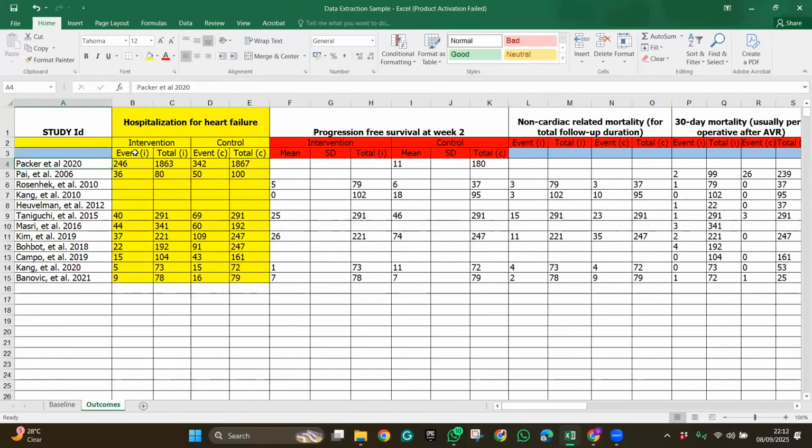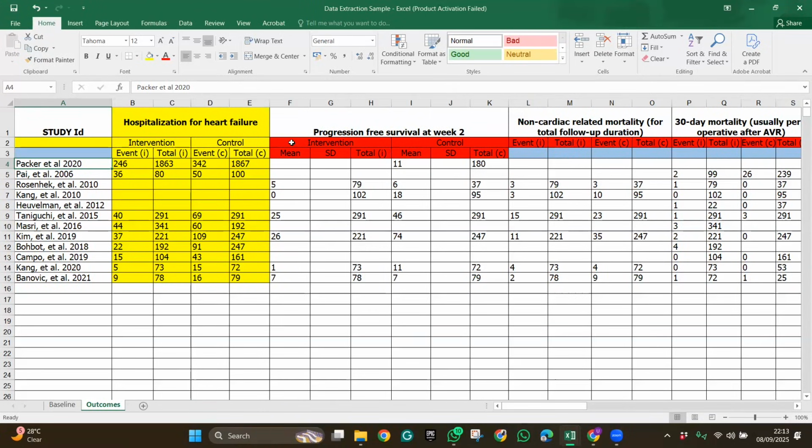If the outcome is dichotomous, that is, it is reported in the form of events and total, whole numbers and percentages, what I'm going to do is enter the data. I'm going to make two columns, events and total, for intervention and control.